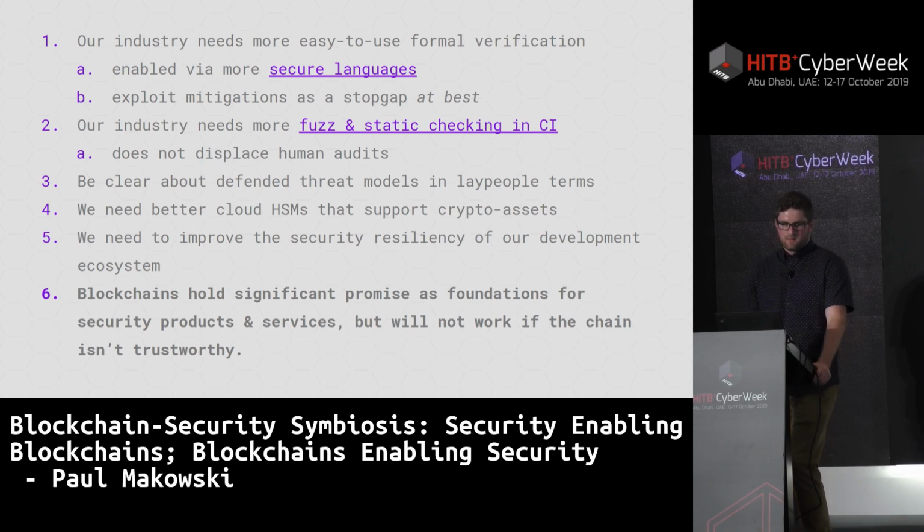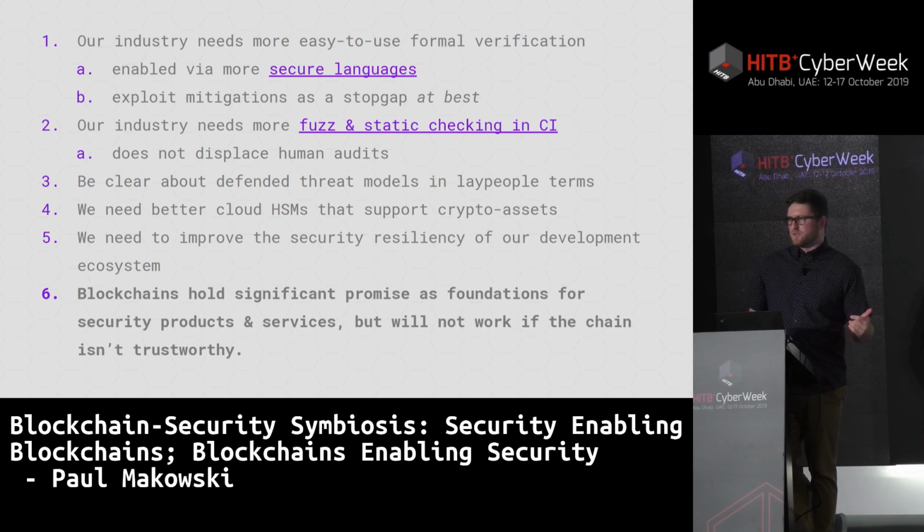And we need better cloud HSMs that support crypto assets, so there aren't many out there. And the ones that are, again, this is not unusual. This one that Ledger took a look at had a bunch of remote code execution bugs and a memory-unsafe daemon running as root. This is unfortunately the rule rather than the exception even today.